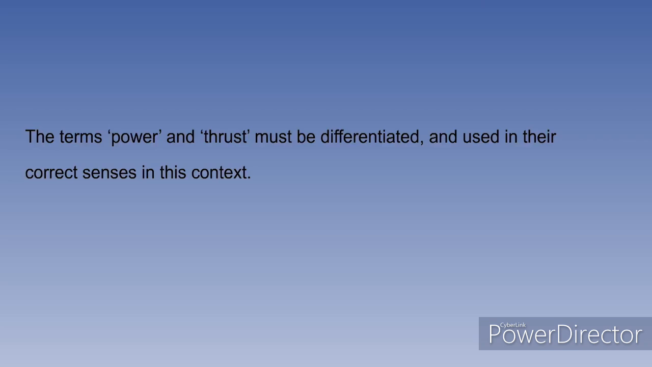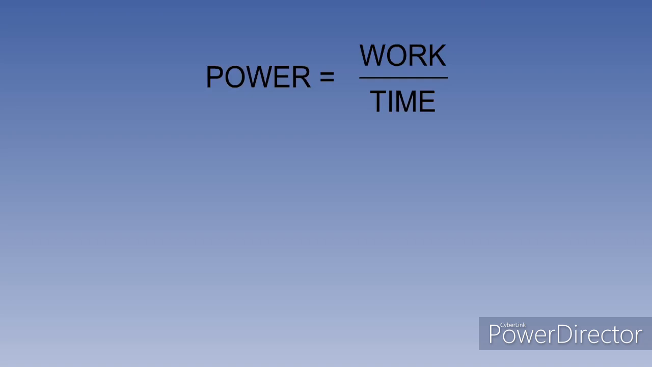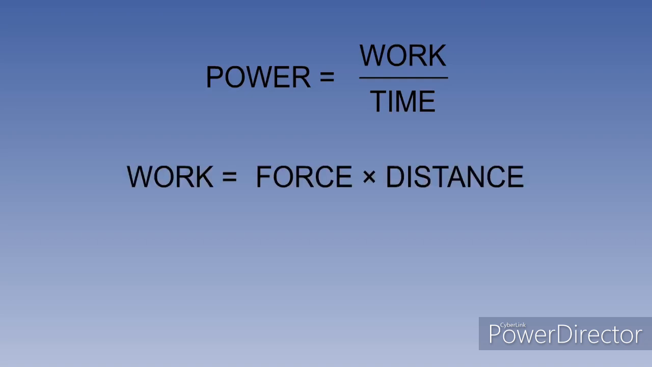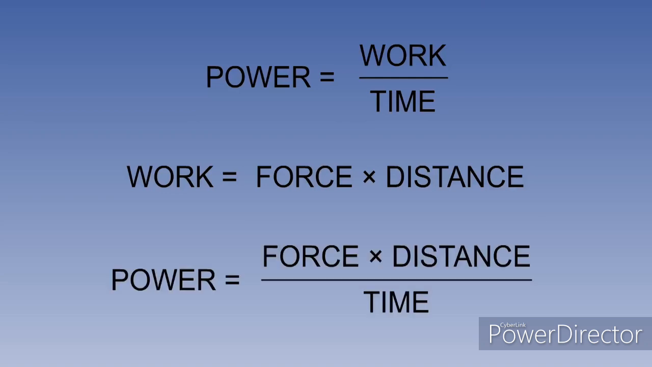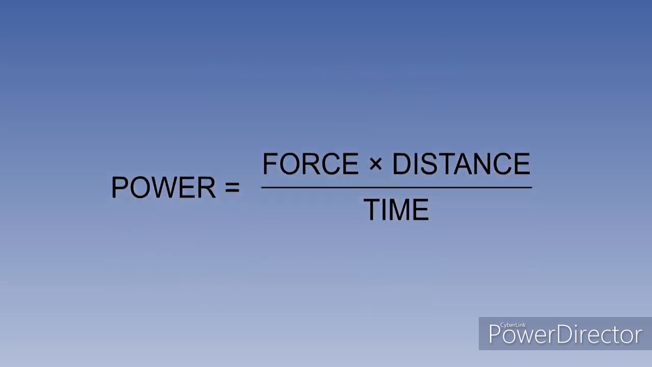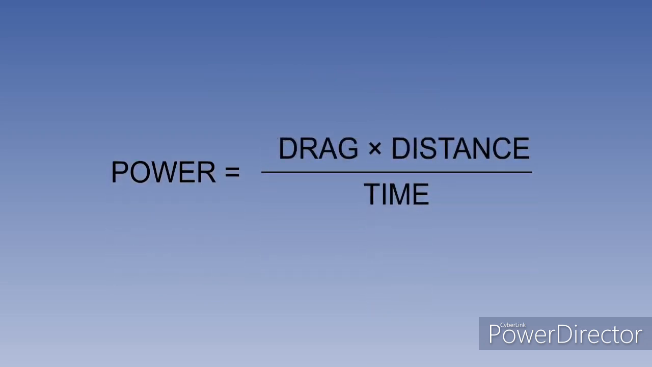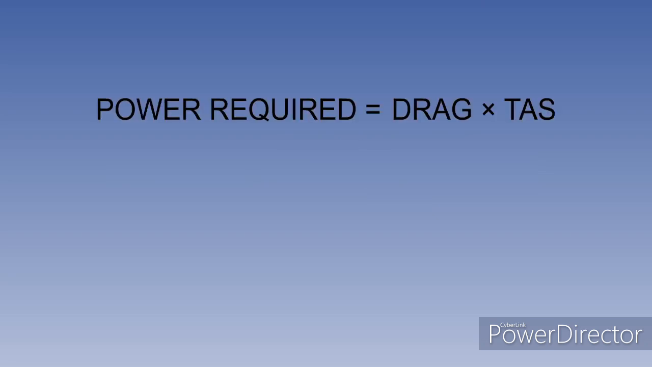Thrust is a force, a push or a pull, which opposes drag, but power is a rate of doing work. Power, then, is work over time, and work equals force times distance. So power must be force times distance over time. The force we are concerned with here is drag. Distance over time is speed, and the only true speed is the speed of the aircraft through the air, true airspeed, or TAS. We can thus rewrite the equation to read power required equals drag times TAS.